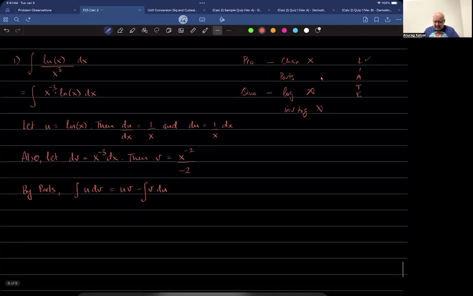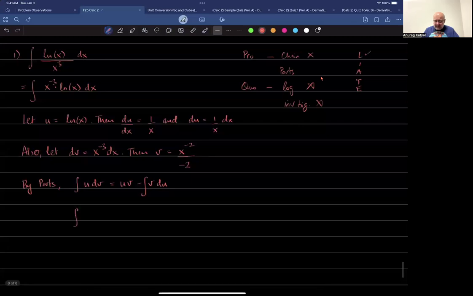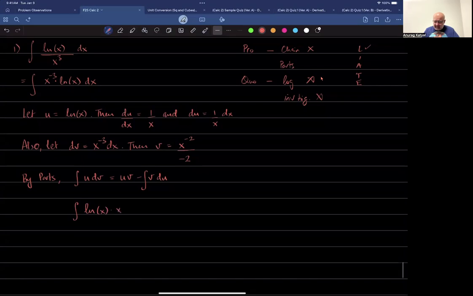So this means I'm going to write underneath it: u, well, u was ln of x, times dv. dv is x to the -3 dx, which is exactly the original problem that we were trying to solve. I just rewrote this in a different order, but the product is still the same thing. 3 times 5 is the same as 5 times 3.